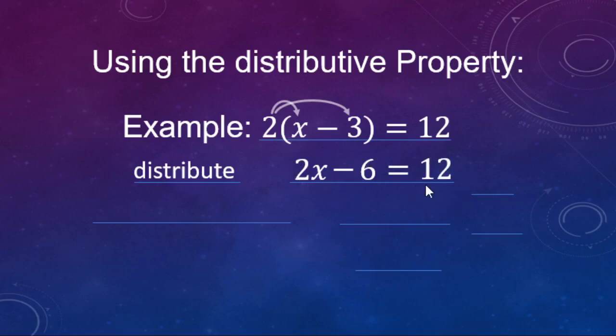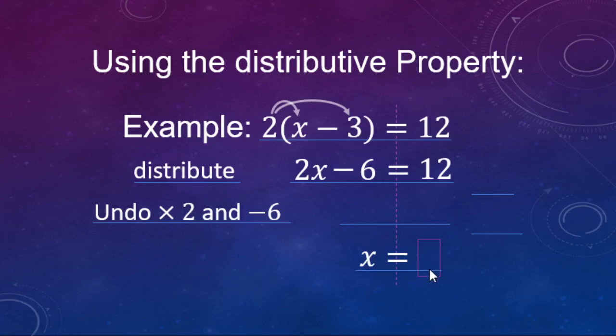Now this equation looks just like the one that we just finished doing. So our steps are going to be the same. We're going to undo the minus 6 and the times 2 on the x. So again, we're shooting for x equals and then the value. In order to get x by itself, we're going to undo the times 2 and the minus 6. So in order to undo the minus 6, we're going to do a plus 6. Now this is to both sides. However, it really is only going to affect the 12. So we're doing a 12 plus 6.